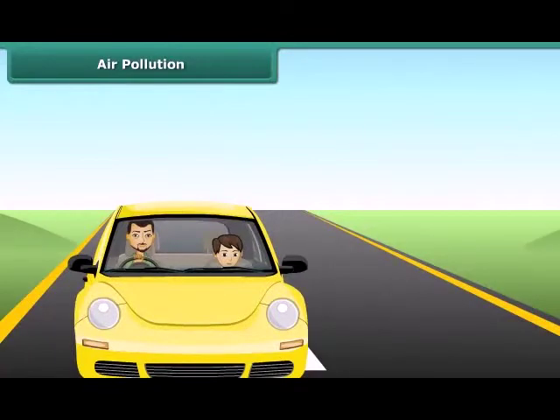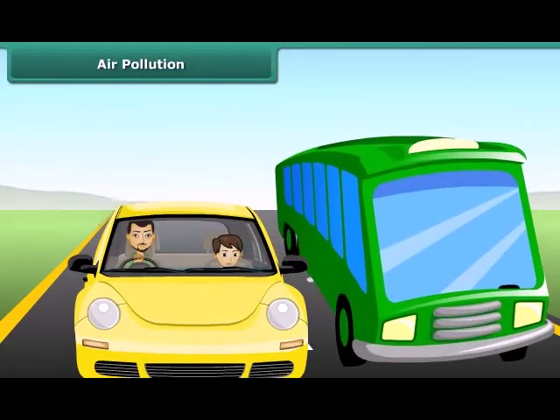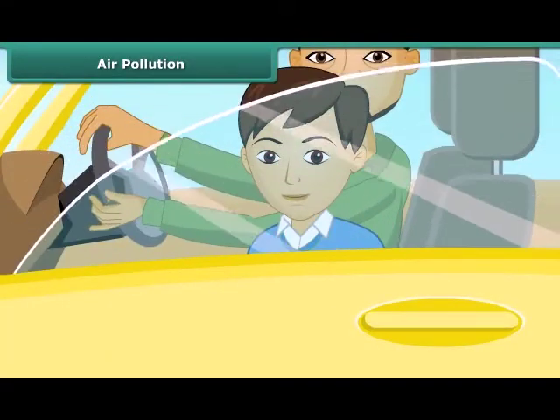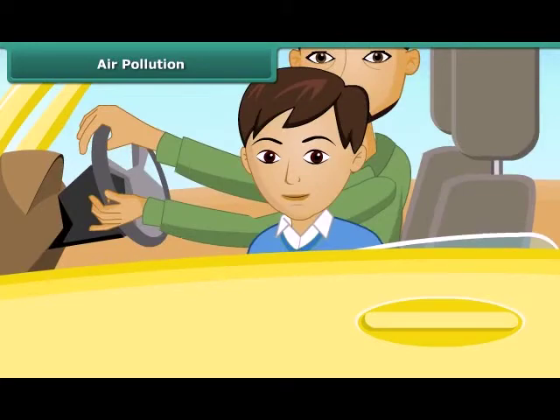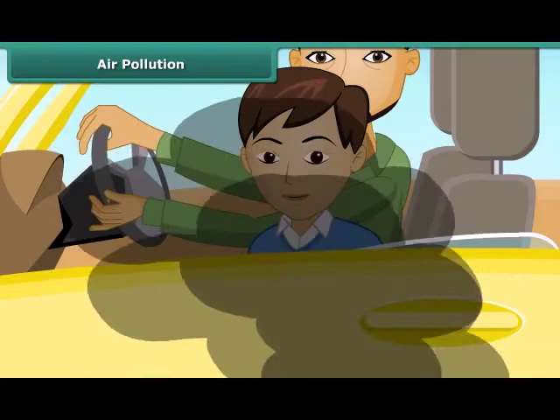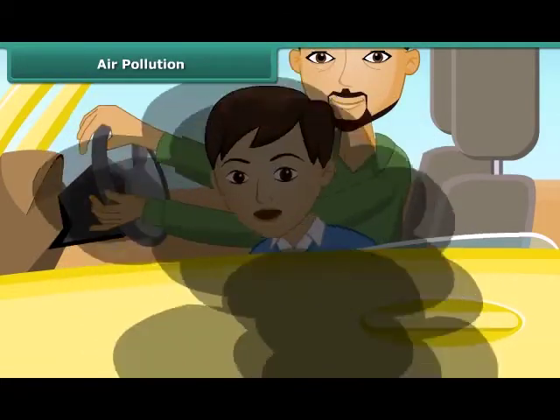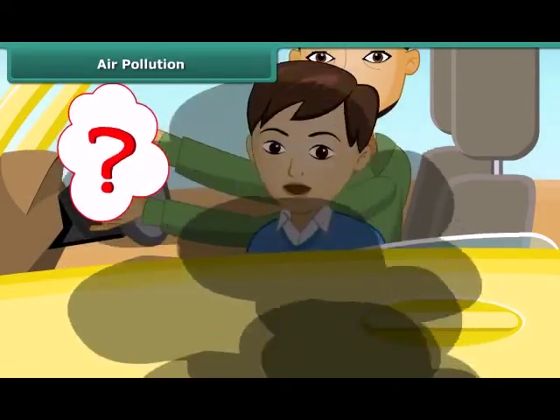Sam is on his way to the National Science Center. He rolls down the window of his car to enjoy the fine weather outside. A bus emitting black fumes passes by. He starts coughing. Do you know why?